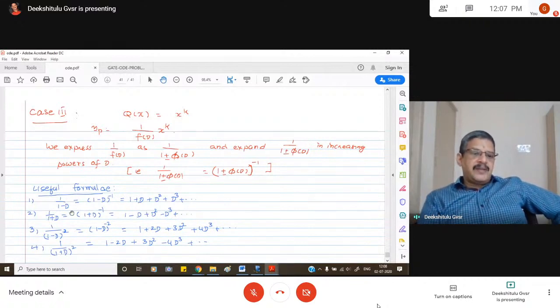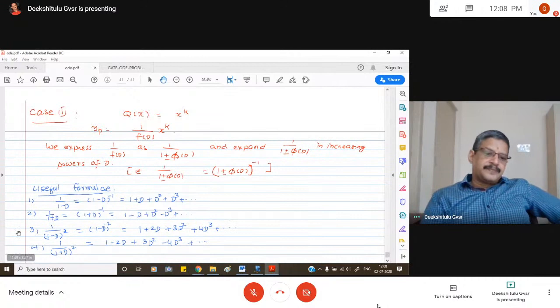What is 1 by 1 minus D? It is the same as 1 minus D power minus 1, which is 1 plus D plus D square plus D cube, and so on. If you have 1 by 1 plus D, this is 1 plus D whole inverse, which is 1 minus D plus D square minus D cube, and so on. Observe the terms. These 4 or 5 formulas are very important to solve problems with polynomial functions.